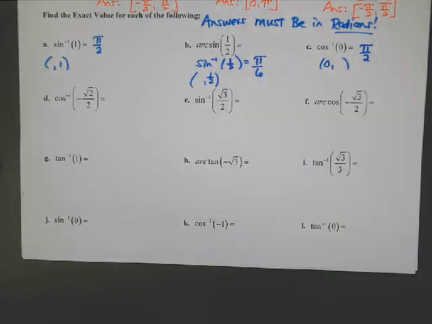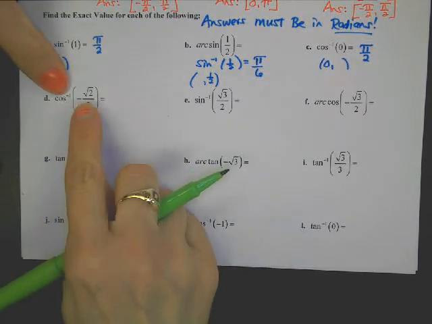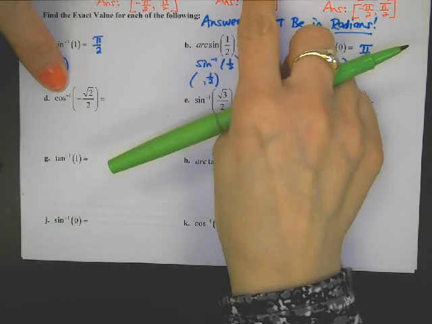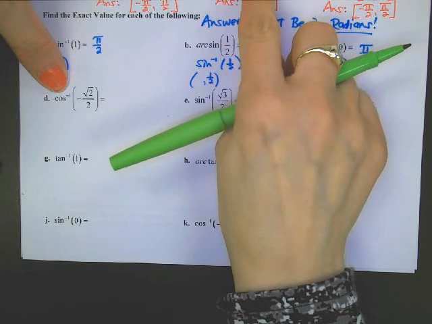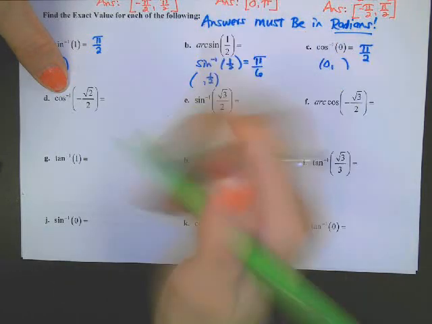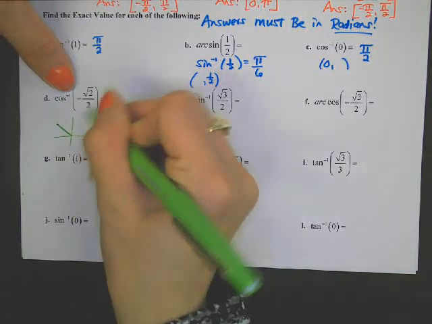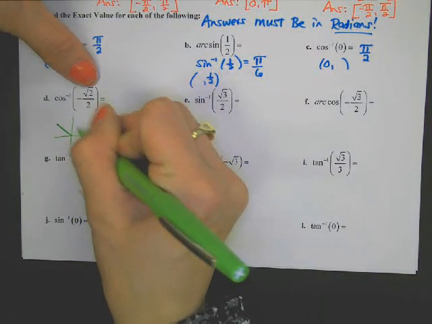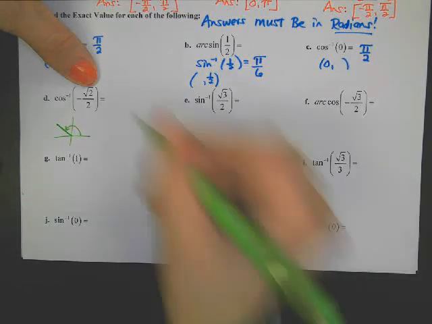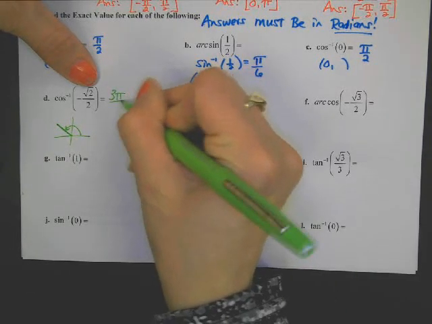Let's practice some more. Remember, inverse means go backwards. What angle am I thinking of? Cosine inverse is negative. You're allowed to look in 1 and 2, so put your brain in quadrant 2. That means you're over here. Cosine is the first number. What angle am I at? 3 pi over 4.